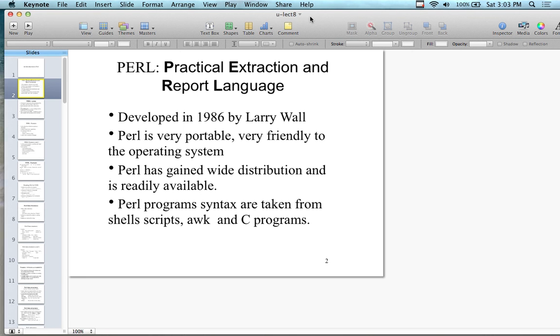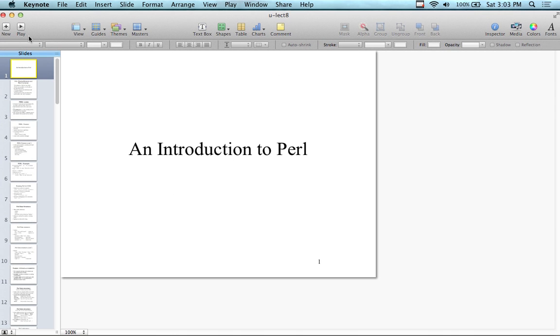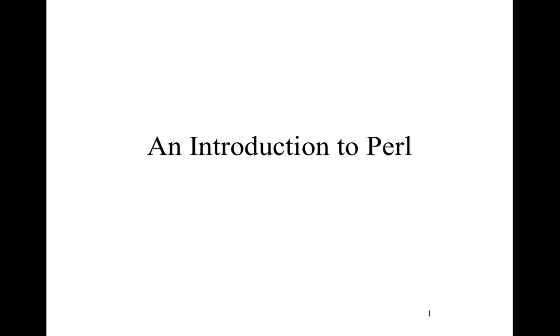Alright, so this is lecture number 8, on PERL. And you're wondering, I thought this was a Unix class. Yeah, but we're talking about scripting, and you know what? PERL's the most popular scripting language in Unix. Most people would use PERL as a shell.